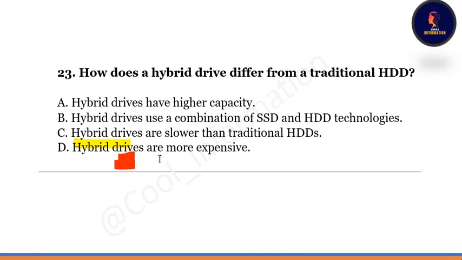Next question. How does a hybrid drive differ from a traditional HDD? Option A, hybrid drives have a higher capacity. Option B, hybrid drives use a combination of SSD and HDD technologies. Option C, hybrid drives are slower than traditional HDDs. Option D is hybrid drives are more expensive. Correct option is option B. Hybrid drives use a combination of SSD and HDD technologies.